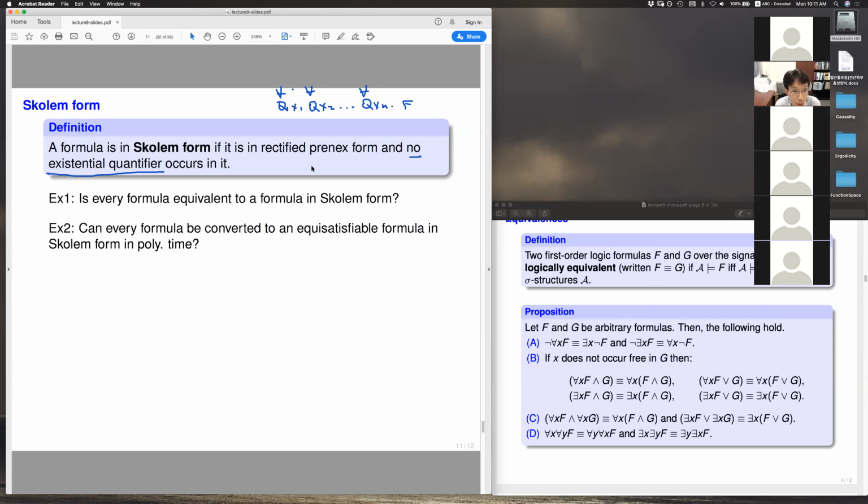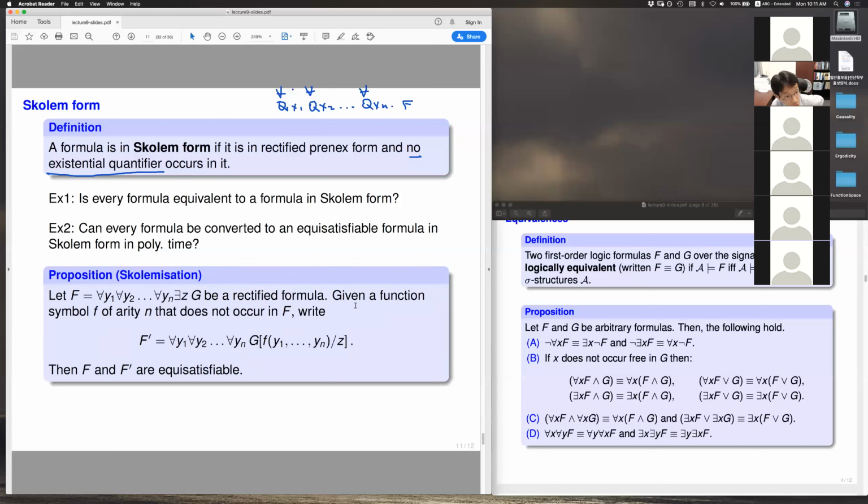That's a very informal argument, but the proper solution for exercise one is to come up with an actual formula which cannot be expressed, which cannot be equivalent to a formula in Skolem form. For exercise two, the solution is this proposition called Skolemization.